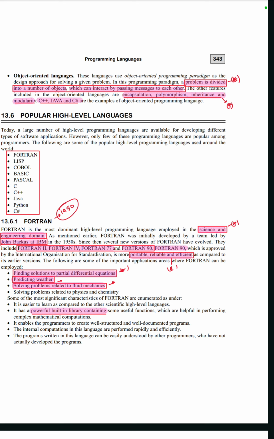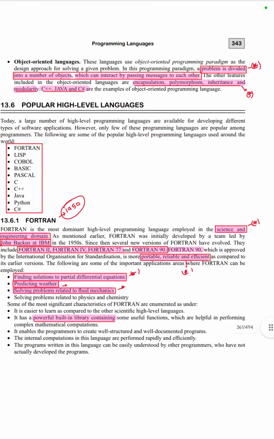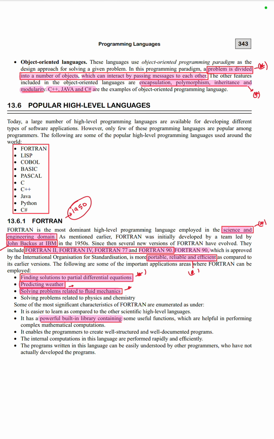Popular high-level languages. Fortran, Lisp, COBOL, Basic, Pascal, C, C++, Java, Python, C#. Fortran is used in the science and engineering domain. It was developed by John Backus at IBM. Fortran 2, Fortran 4, Fortran 77, Fortran 90, which is approved by the International Organization for Standardization, is more portable, reliable, efficient.